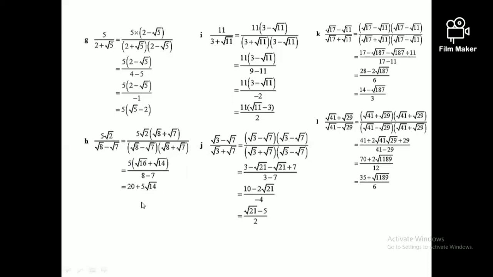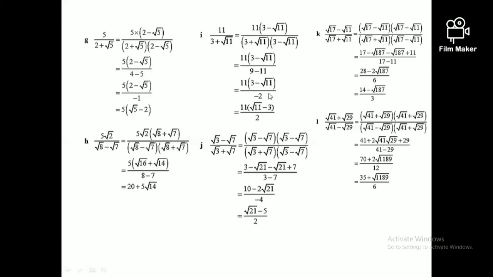All right. Then we will come up with the next question, that is 11 divided by 3 plus root 11. Then what is the conjugate of 3 plus root 11? That is 3 minus root 11. Multiply both numerator and denominator by 3 minus root 11. Then 11 into 3 is, you can multiply 11 times this. I am going to simplify the denominator.